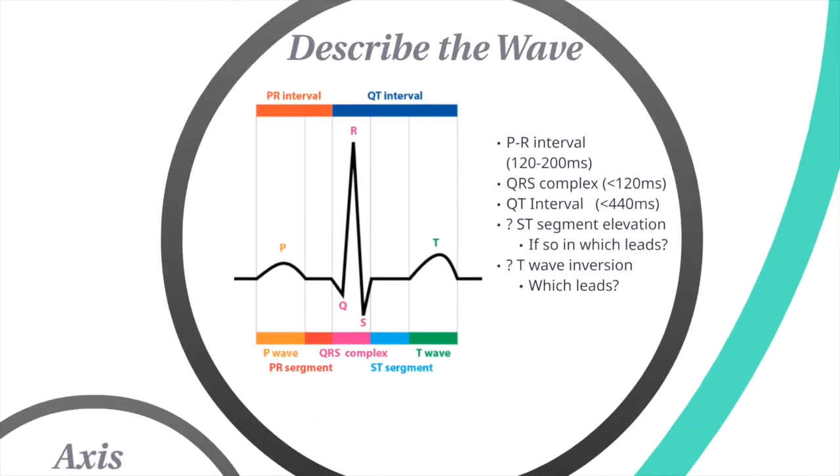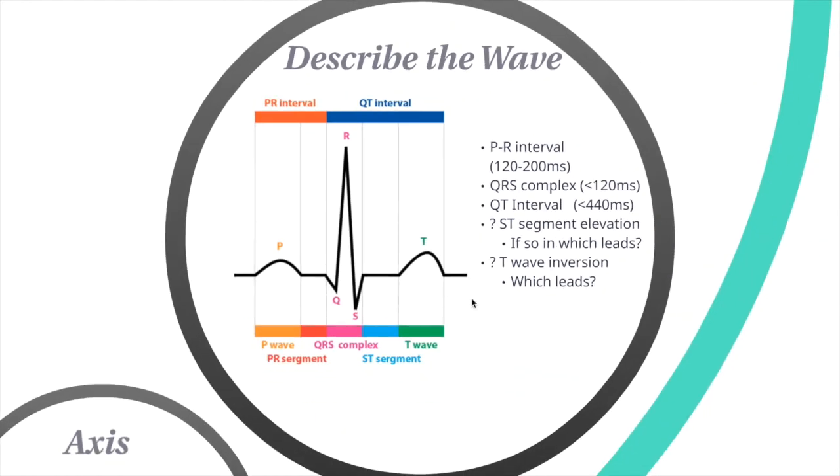So now you've described the wave. You could also check for ischemic changes. For example, ST segment elevation, ST segment depression. Look for T wave inversion, so basically it's going the wrong way. Those are ischemic changes. Another one would be left ventricular hypertrophy, where you get really tall R waves and really deep S waves. So describe what you see.